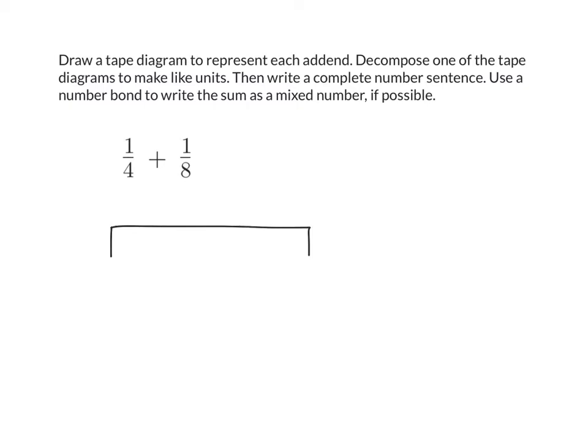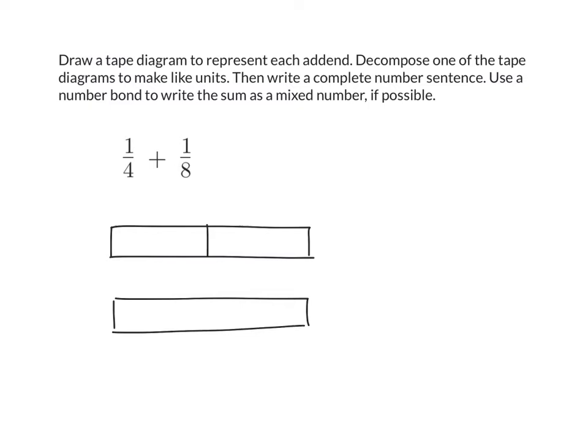The first addend is 1/4. So I'm going to have 2 pieces of tape, one for each one, right? And I'm going to show 1/4. I'm going to shade in one of the fourths. Okay, very good. Now, for the second addend, we have 1/8. So I have to make eighths, and I have to shade in one of the eighths. Then the directions tell me to decompose one of the tape diagrams to make like units.